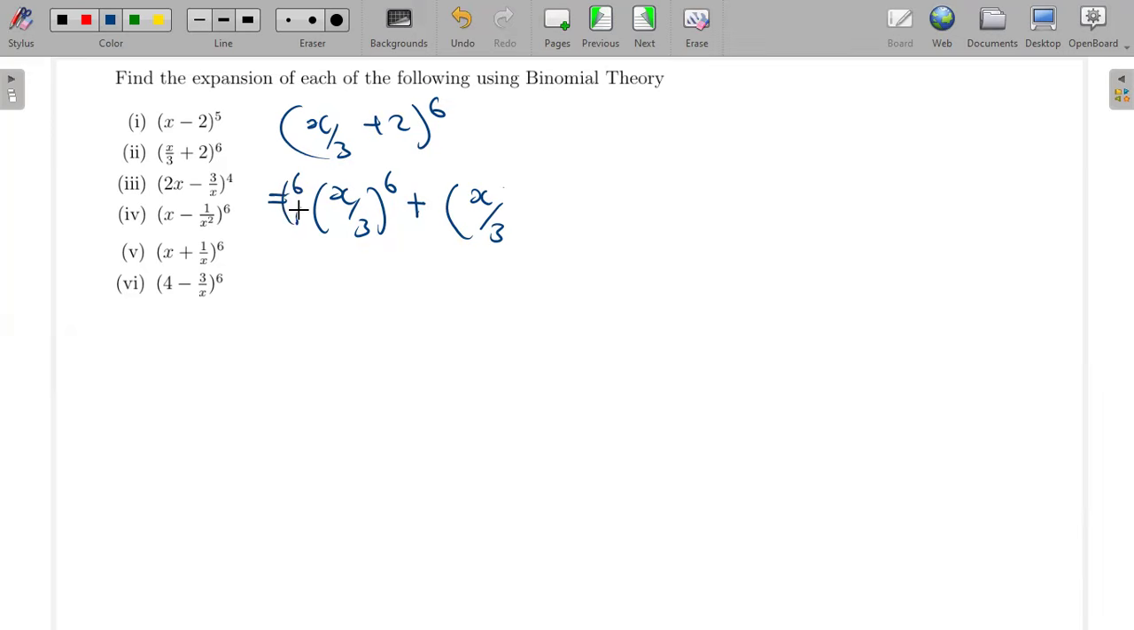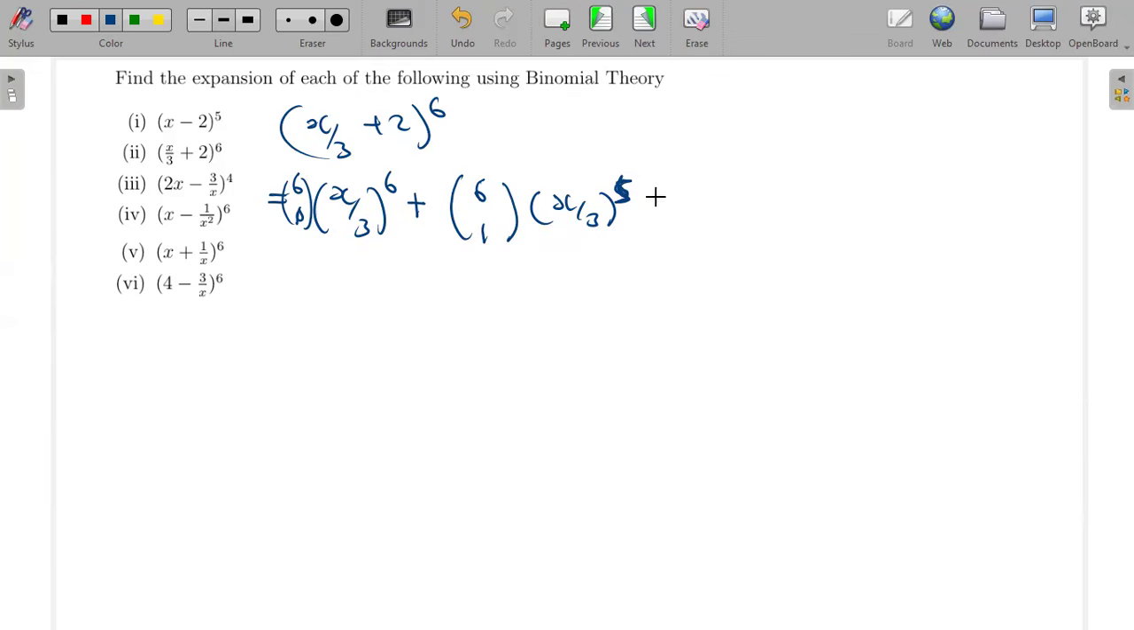I forgot to choose 0, which is just 1. Forgot to indicate that there. Okay, then the next one, here you have 6 choose 1, like that. And then you have x over 3 to the power what? To the power 6, like that. So x over 3 to the power 6, okay, to the power 5, it's reducing, that power reduces there.